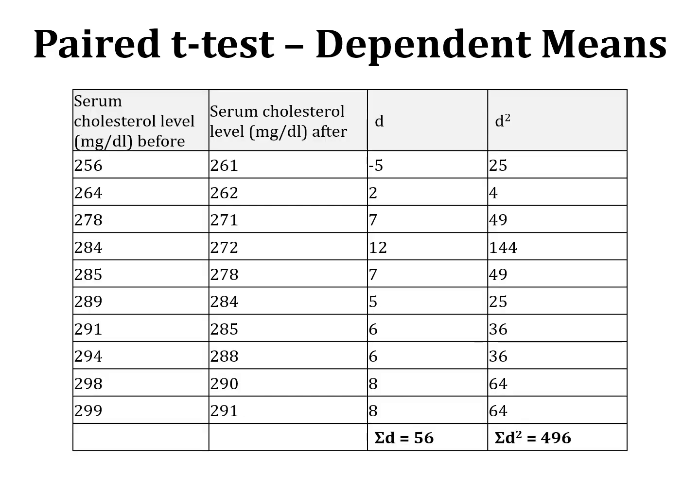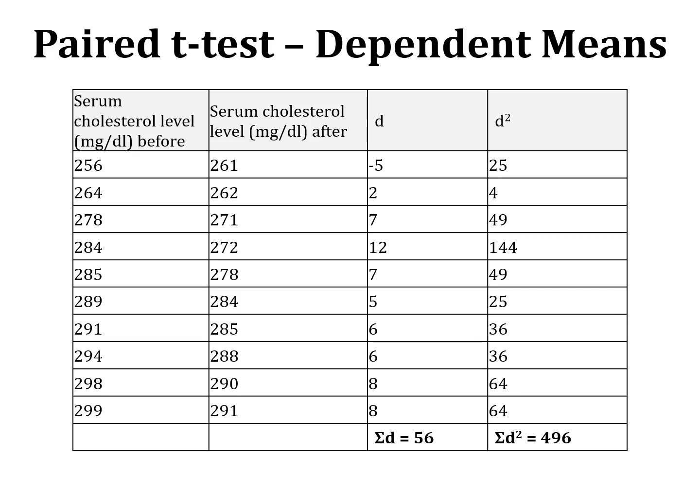So here we are with the table for the calculation of summation d and summation d square values. We can see that this is 256 minus 261, and the answer is minus 5 for the first patient. Then we have 264 minus 262, and the answer is 2. And then we have 278 minus 271, and the answer is 7. And then we have 284 minus 272, and the answer is 12. And then it is 285 minus 278, the answer is 7.